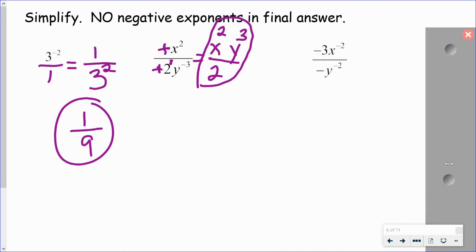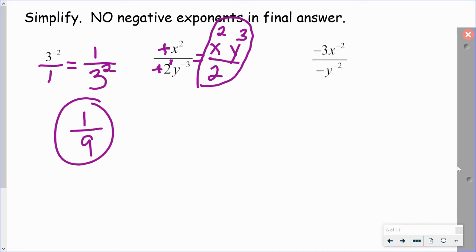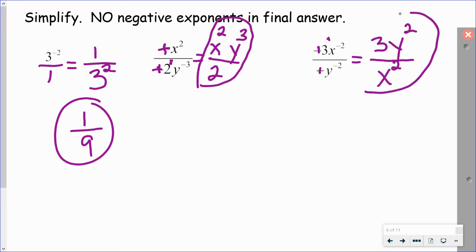Okay, maybe try this one on your own if you want to. Pause it, okay, and then check it. Again, we have another one of these negative over a negative. That's a positive. That's just a 3. The x, make it a positive happy exponent. The y, make it a positive happy exponent. Okay, are you getting good at this? I hope so.